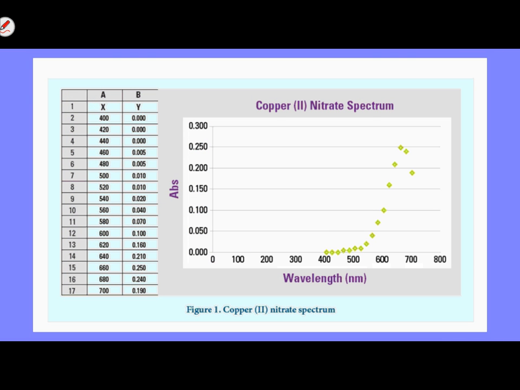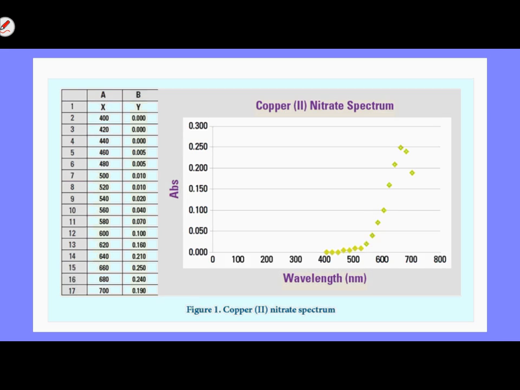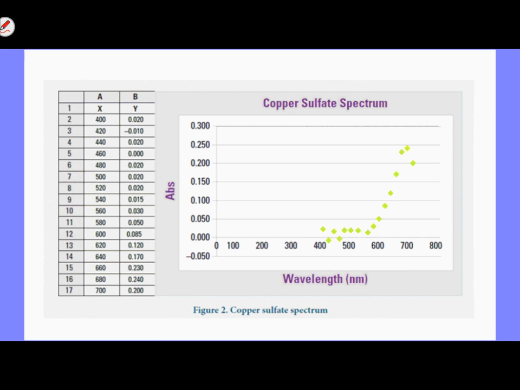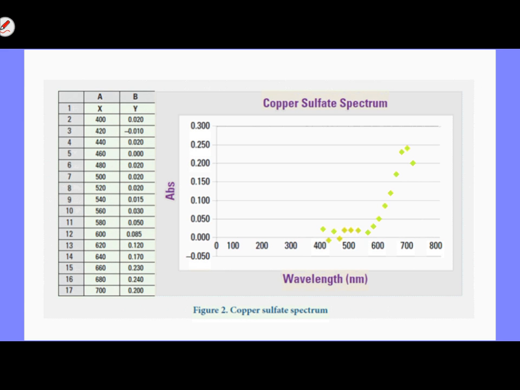because the common denominator between this graph 1 and graph 2, what's the common denominator here? Copper, thank you. Copper is the only thing that's common between these, and the graphs are very similar, so hence copper is the one that's controlling the absorption of these graphs.